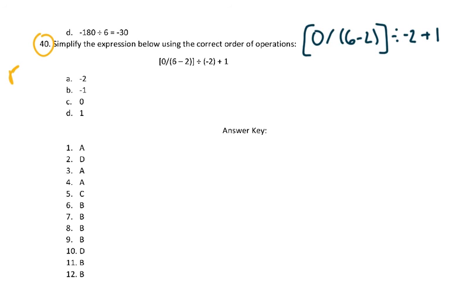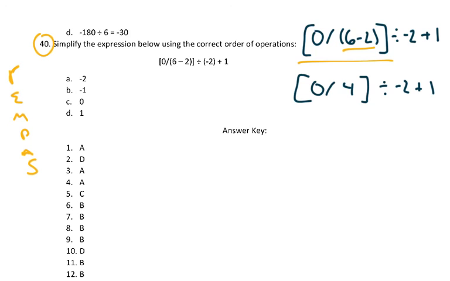Number 40 says simplify the expression below using the order of operations. Remember, that's our PEMDAS. So we're just going to write it off to the side and go down the line. P is for parentheses or brackets. So I see that first in a bracket. And then I'll look inside the bracket and see the parentheses. So I know I do 6 minus 2 first. So that would be 4. So I'll look again. I still have a parenthesis or a bracket. So I do 0 divided by 4 next. That's 0. Remember, 0 divides anything and equals 0. So I've done my parentheses.